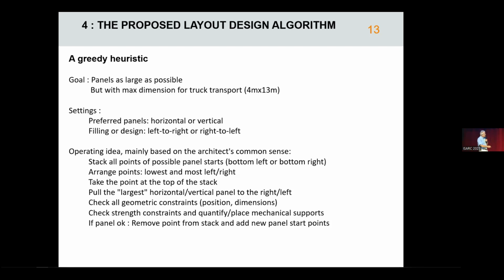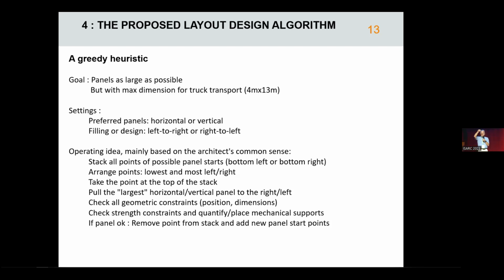When you have the longest panels possible, you check the geometry constraint: position and dimension, because of windows, doors, and support lines, in order to have a support for the panel on the facade. Then we check the strength constraint and quantity, and we place the mechanical supports. So each time we design one panel, we check geometry.